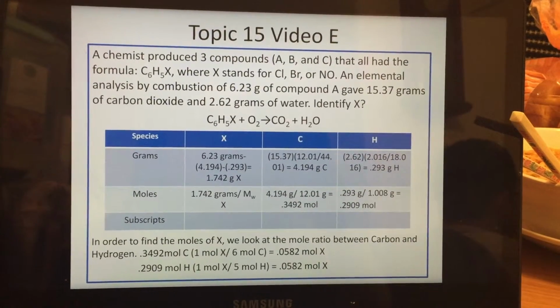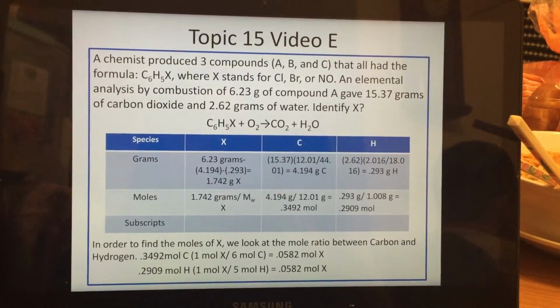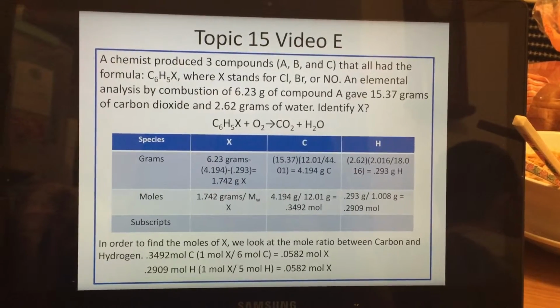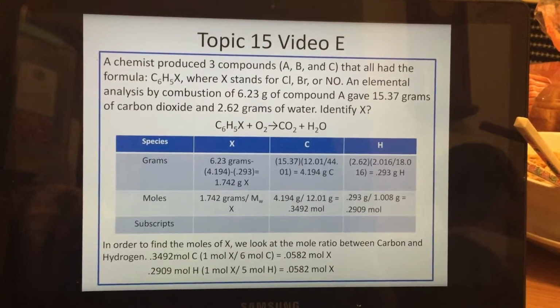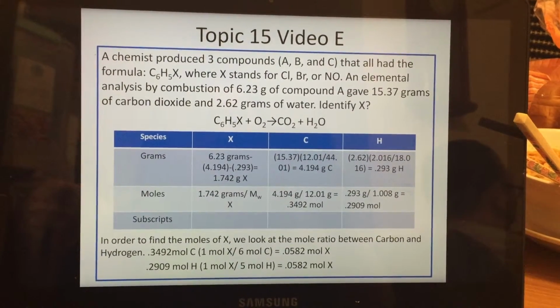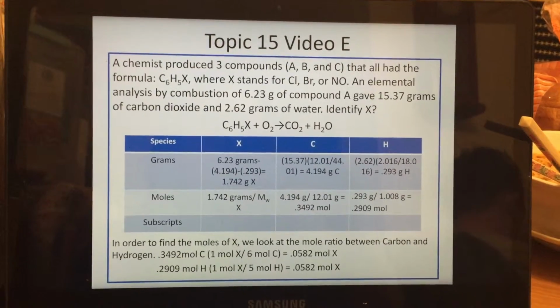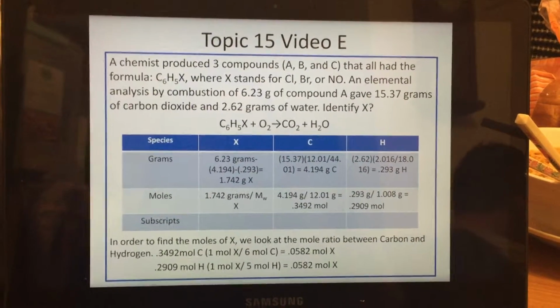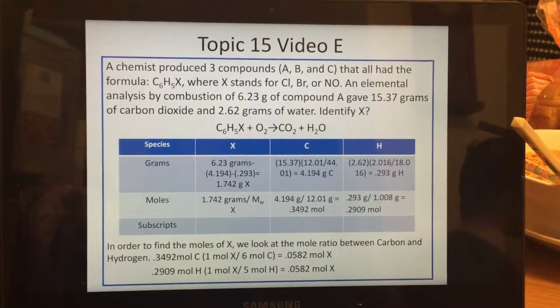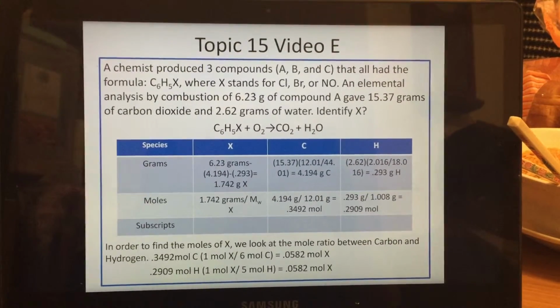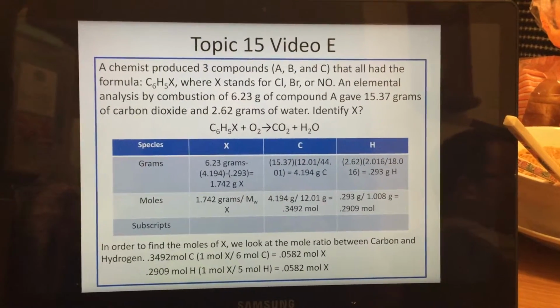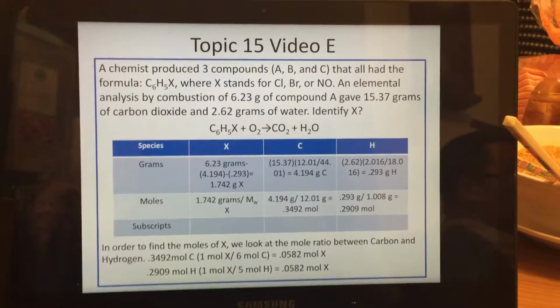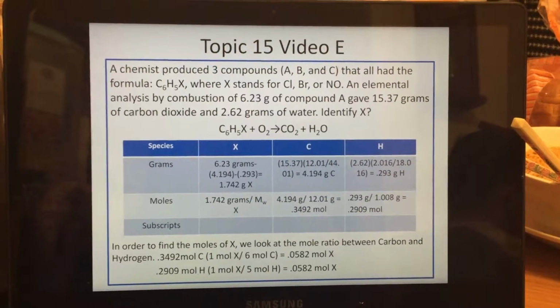We will then convert the grams into moles, so we divide the grams by their respective molecular weights in order to do so. Since we do not know the molecular weight for X, we cannot do this for X. Instead, we use the mole ratio. For example, for every 1 mole of X, there are 6 moles of carbon. Using the moles of carbon and hydrogen, we use dimensional analysis to find the number of moles of X.